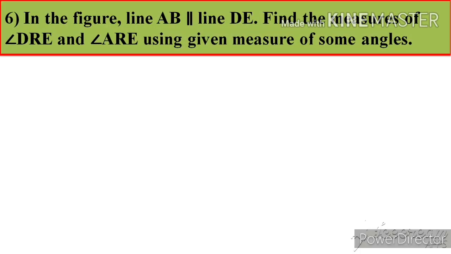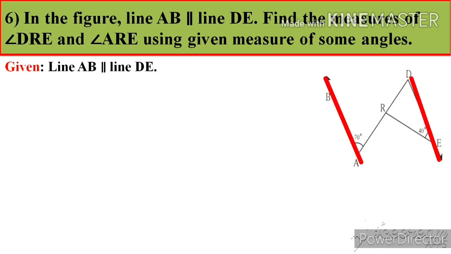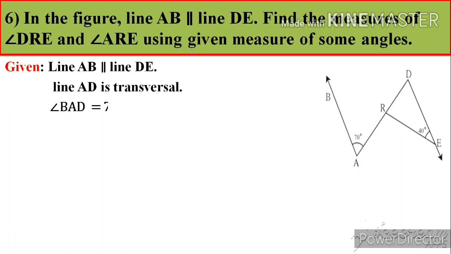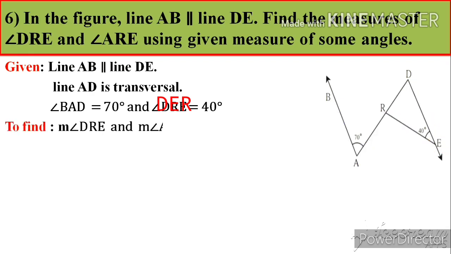Question number 6. In the figure, line AB is parallel to line DE. Find the measure of angle DRE and angle ARE using given measure of some angles. Now student, the information which we have through the diagram: line AB is parallel to line DE and line AD is transversal. Angle BAD is given 70 degree and angle DER is given 40 degree. Here we have to find measure of angle DRE and measure of angle ARE.